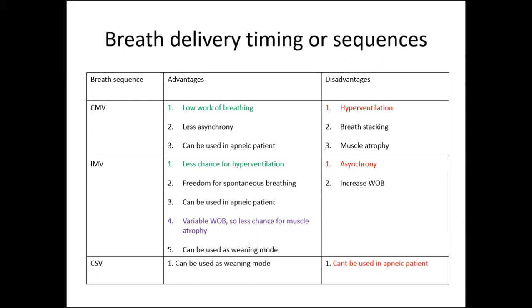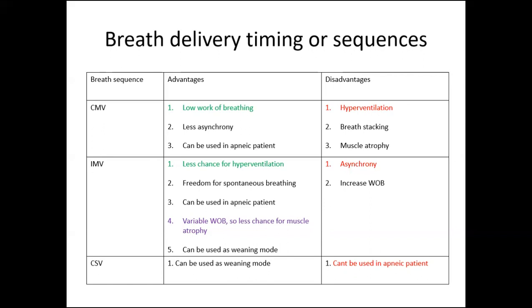In apneic patients, it will behave like Control mode. So even you can use it in apneic ventilation, and the child will have variable work of breathing. During spontaneous breaths, if you're not supported well, the child has to do more work. So there is less chance for muscle atrophy here, and you can use it as a weaning mode. That is the main advantage of intermittent mandatory ventilation.